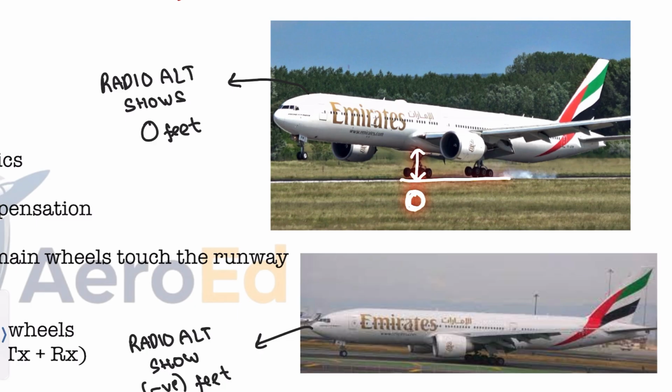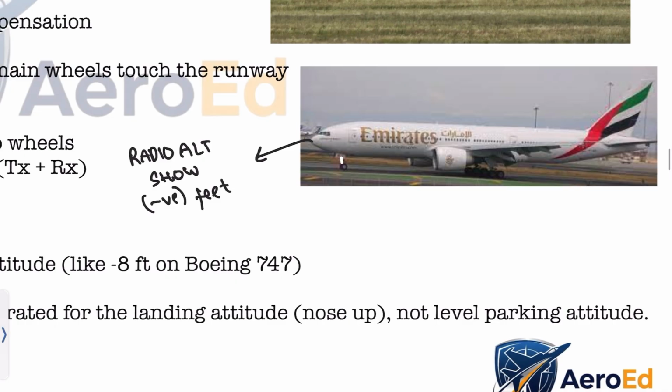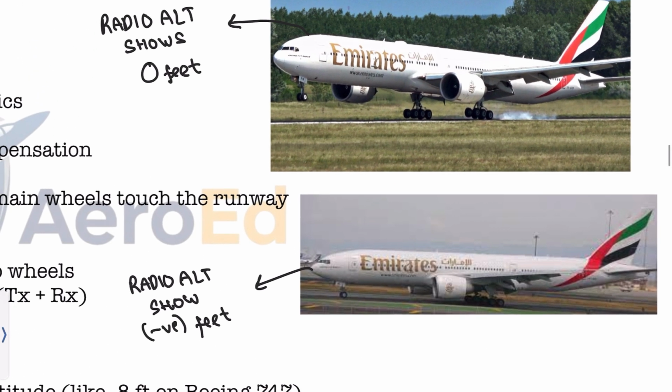And when the aircraft is on the ground, meaning that it is parked, it may show a negative altitude like minus 8 feet on a Boeing 747. So what is the reason behind it being negative? Because the equipment is calibrated for the landing attitude and not the parking attitude. If you compare the landing attitude with the parked attitude, you will see that the landing gear is way longer in the landing attitude than in the parked attitude. And this is the reason when the aircraft is parked, it shows negative feet.